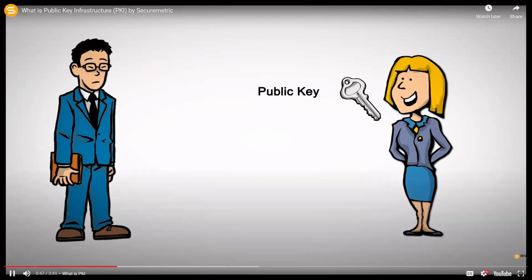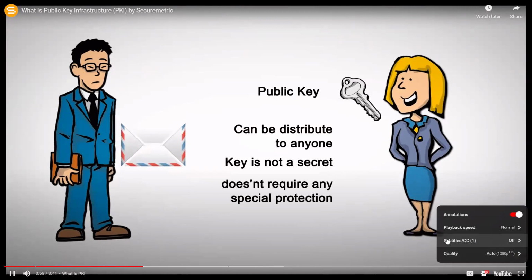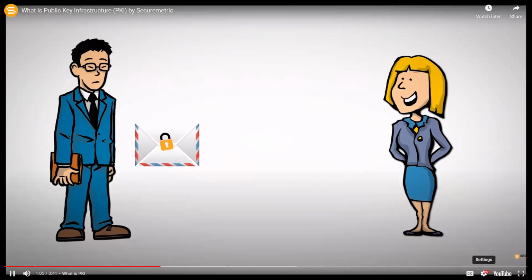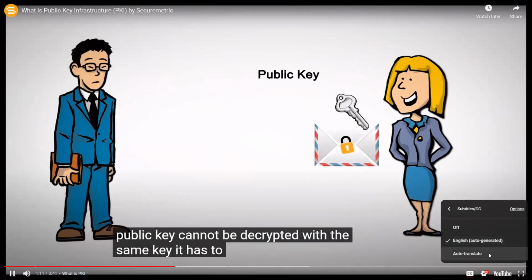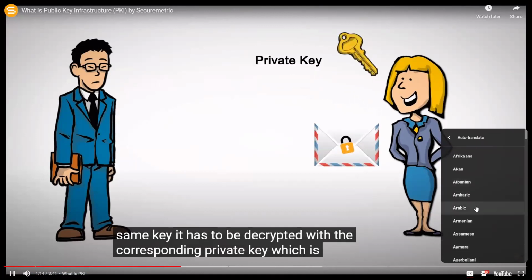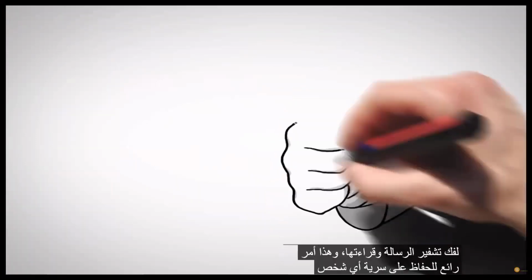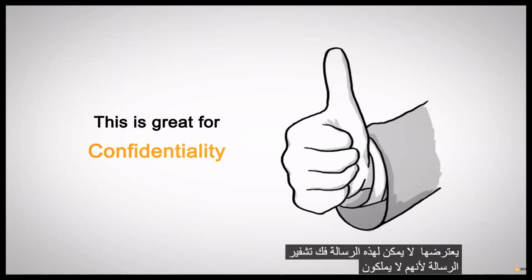Bob requests Mary's public key. It's public, which means it can be distributed to anyone who wants to send an encrypted message to Mary. It also means that the key is not a secret and therefore doesn't require any special protection. So Mary sends it to Bob. Then Bob uses the public key that Mary sends him to encrypt a message, and he sends the message back. Anything encrypted with the public key cannot be decrypted with the same key. It has to be decrypted with the corresponding private key, which is kept secret. So Mary uses her private key to decrypt the message and read it. This is great for confidentiality. Anyone who intercepted that message cannot decrypt the message because they don't have Mary's private key.